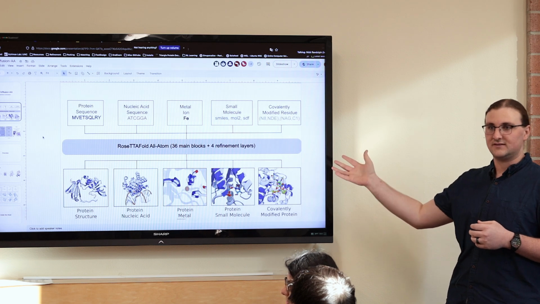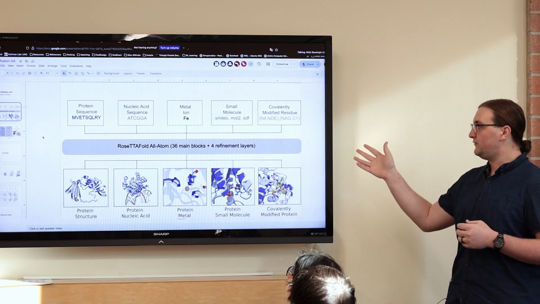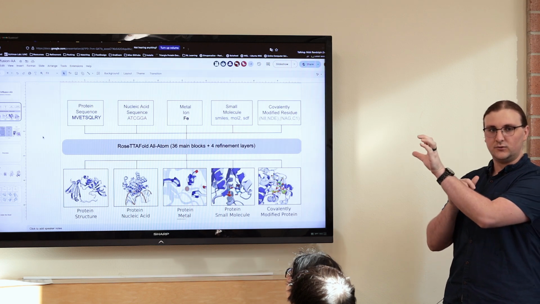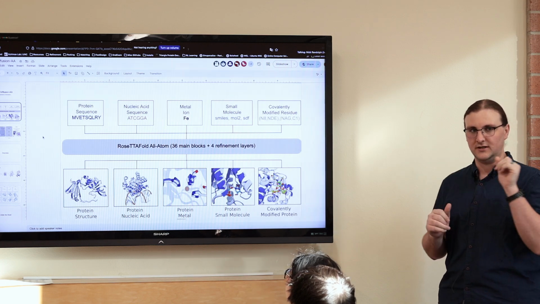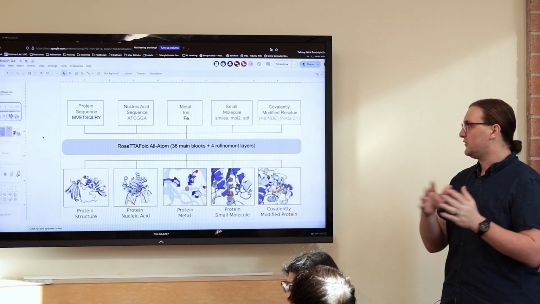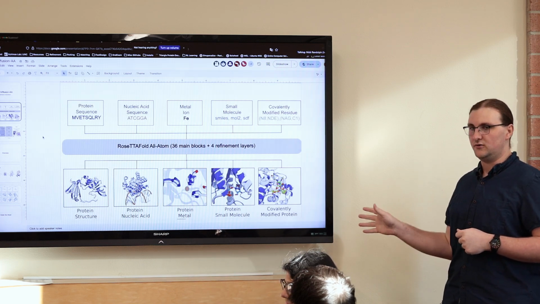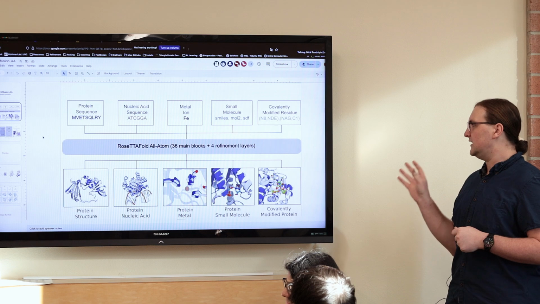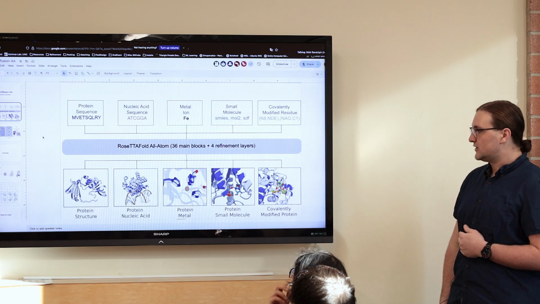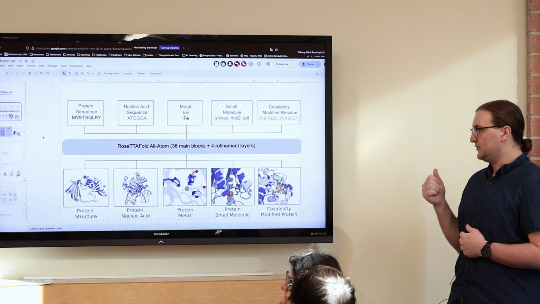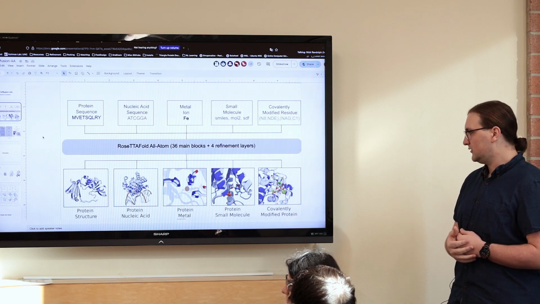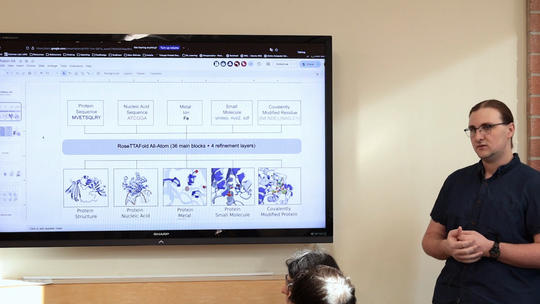These are the same exact blocks that we saw in RoseTTAFold, where we had those 3 tracks: the single sequence representation, the pair sequence representation, and then the 3D track. They all talk to each other. After 36 of those blocks, we go to a final set of refinement blocks that refine the structure. In the end, we have a predicted structure of not just the protein, but also nucleic acids, metals, small molecules, as well as the covalent modifications.